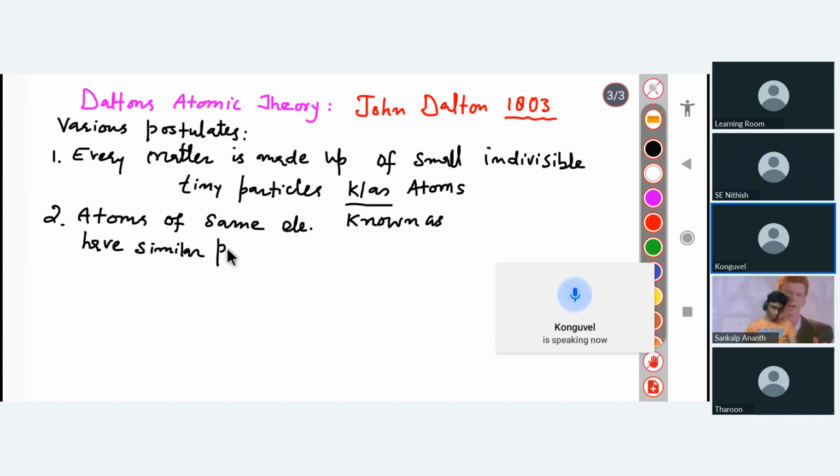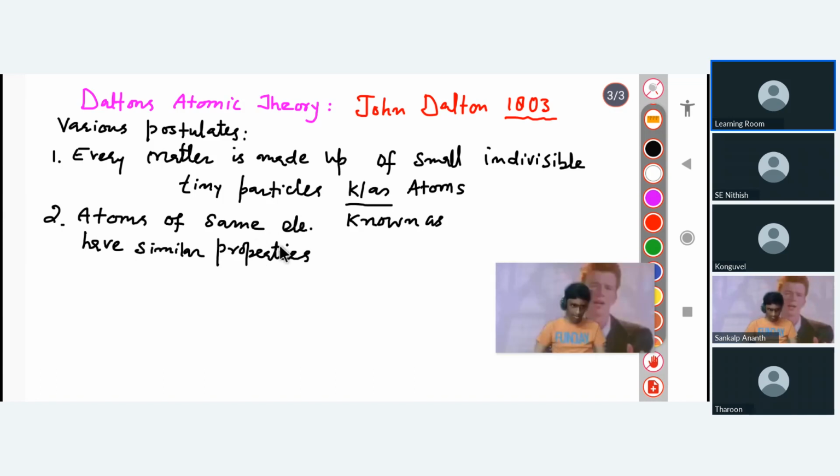Which was later proven to be wrong. Yes, exactly, because in the modern atomic theory we will see that we have isotopes, which have different properties. We will study isotopes, isobars, isotones ahead. But first, just study Dalton's atomic theory. So atoms of the same element have similar properties like shape, size, and mass, right?